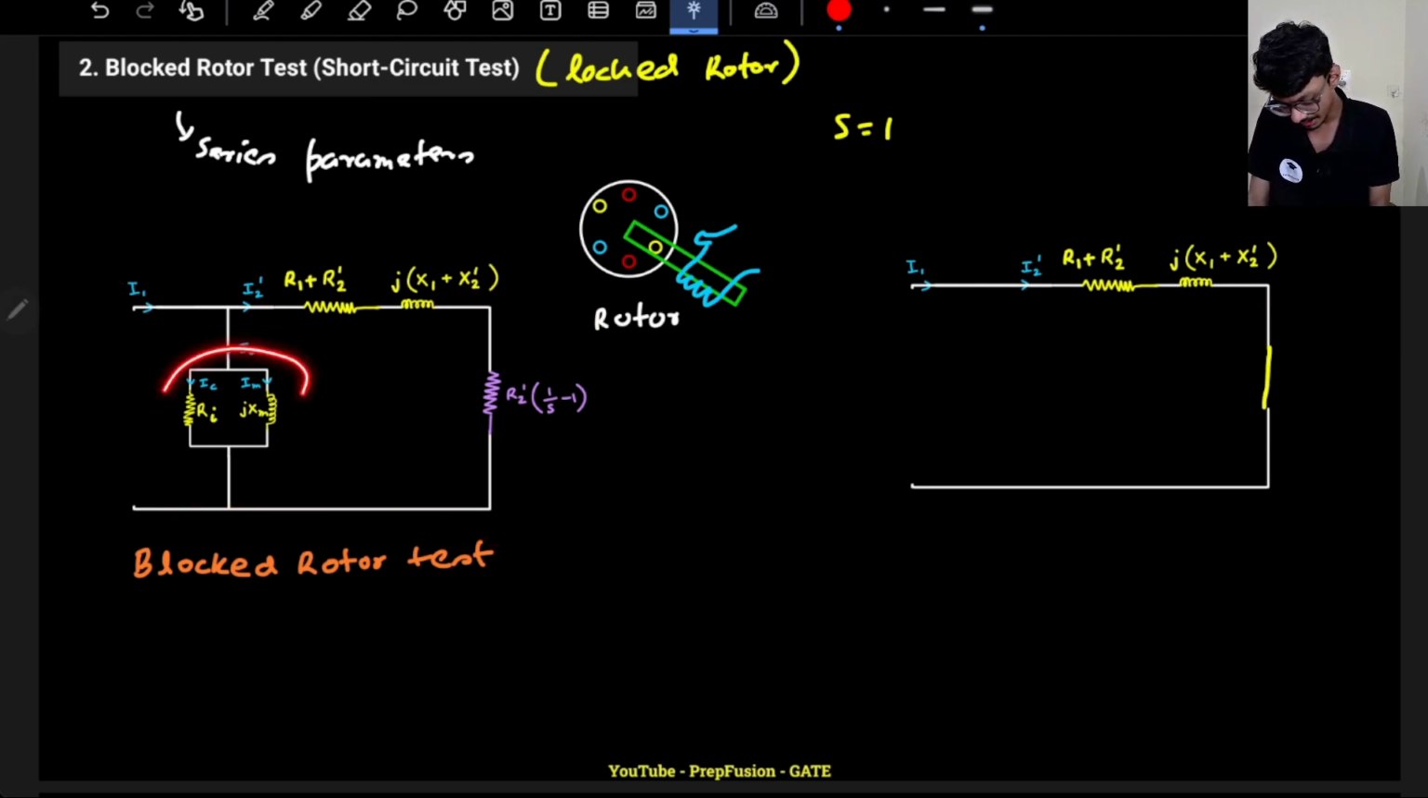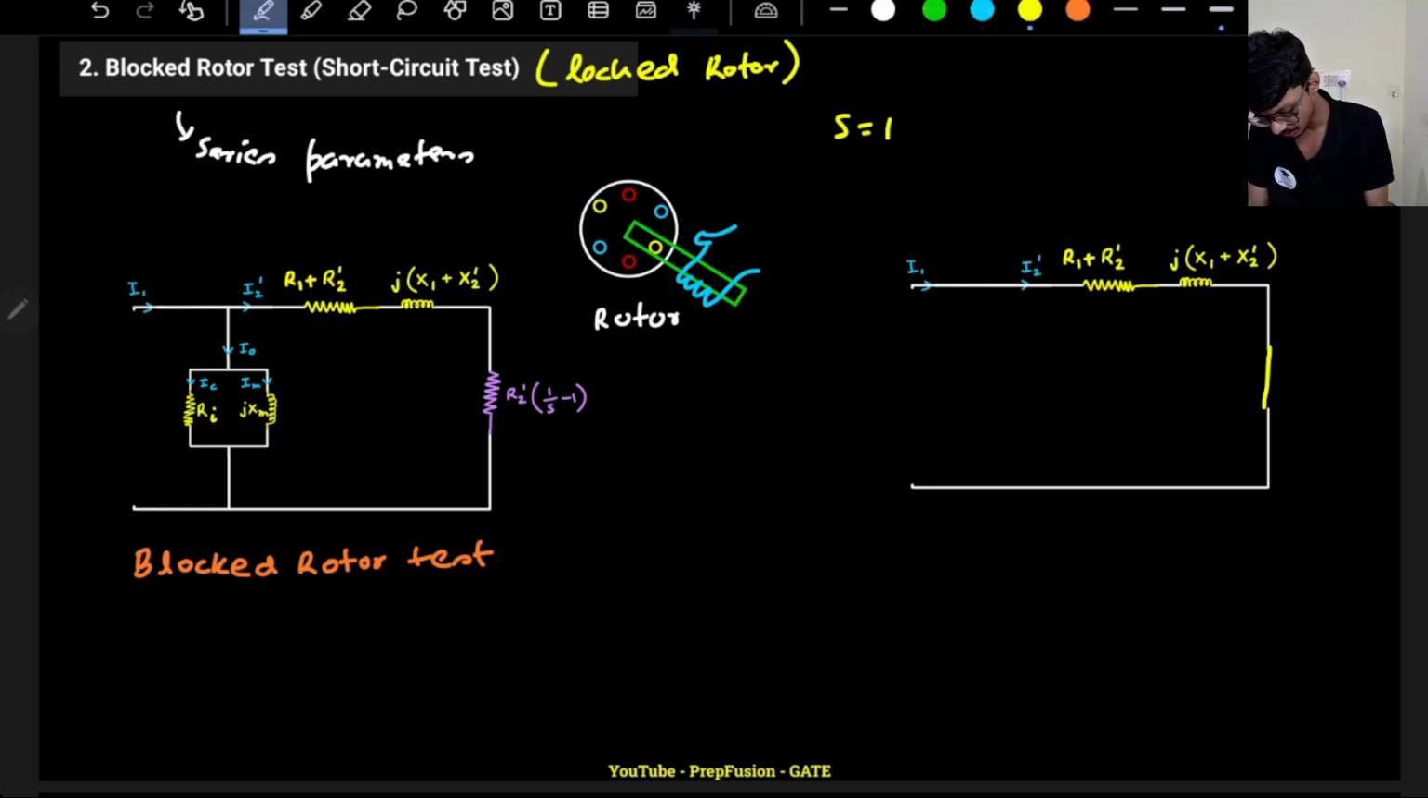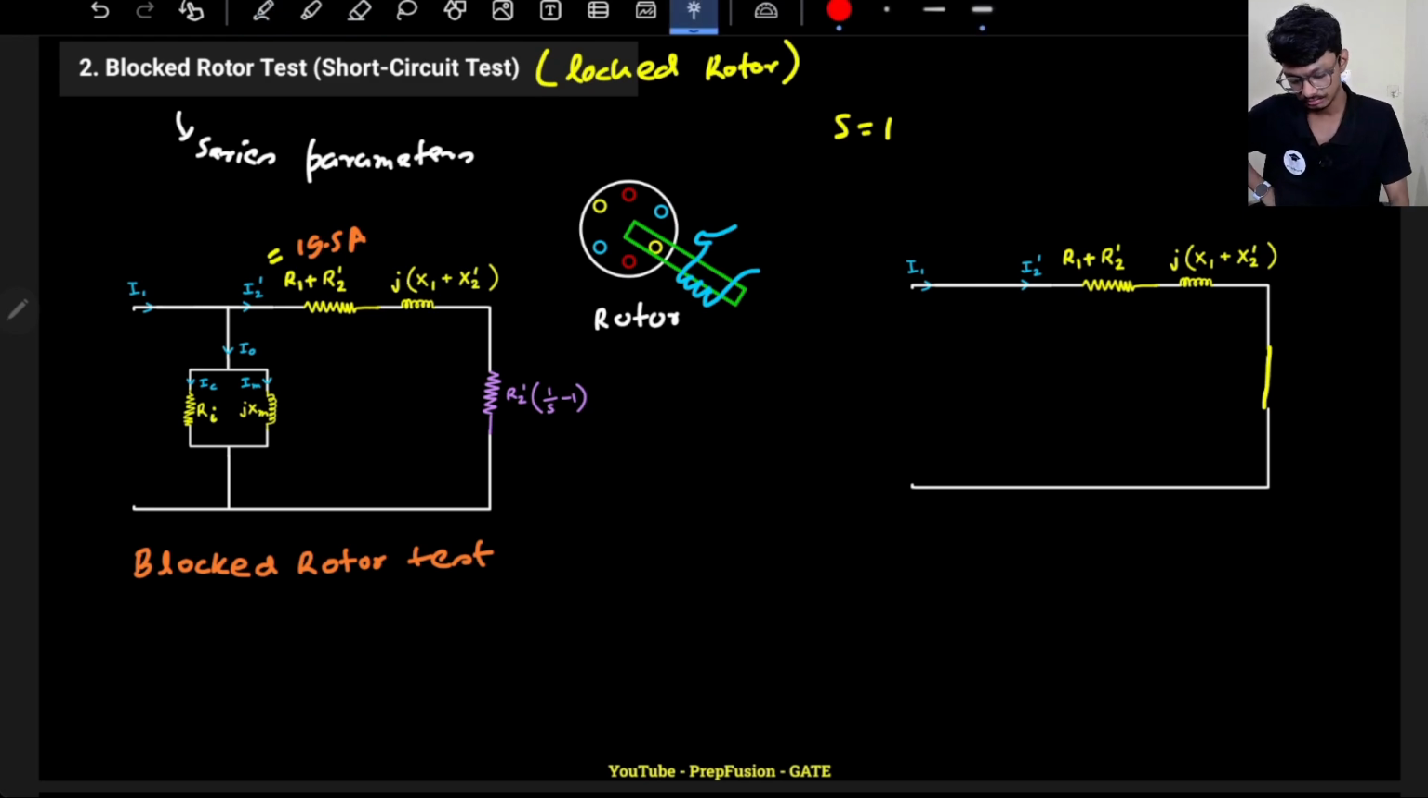So I can neglect this, because I have directly switched my stator resistance to here, because the drop will be very small. I can directly do that because here the current is huge. I2 let's say will be 19.5 amperes, and this time I don't have to apply very high voltage. Why? To pass the rated amount of current. Same reason as the short circuit test in transformers.